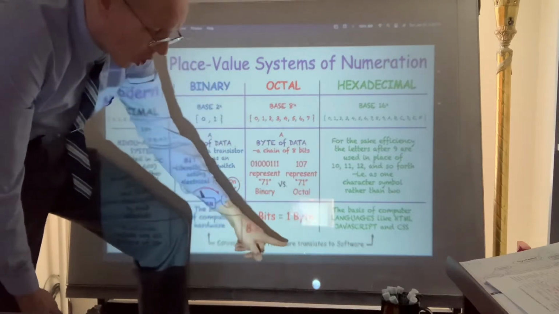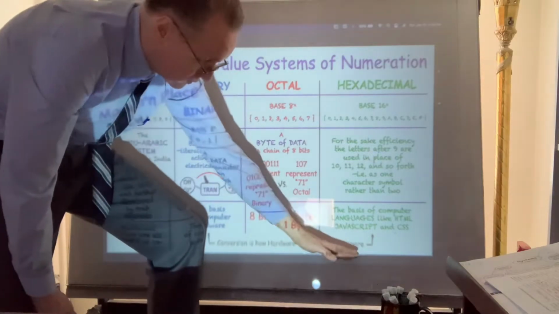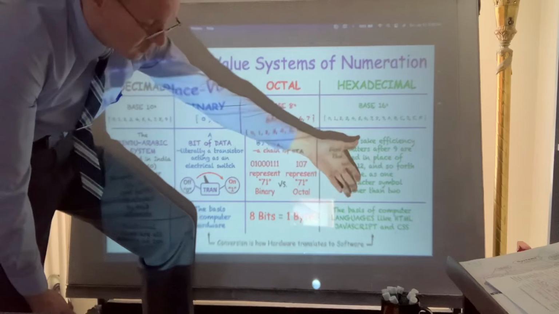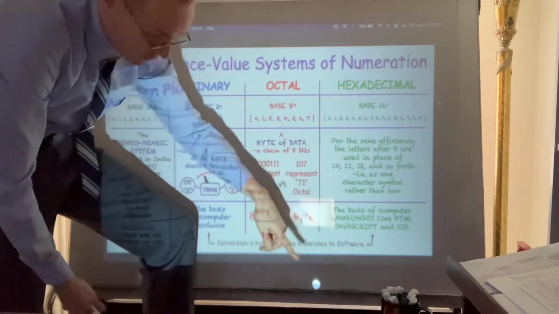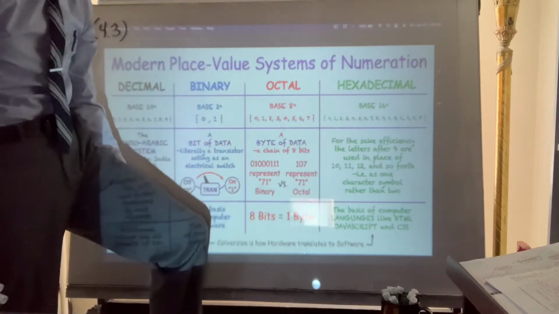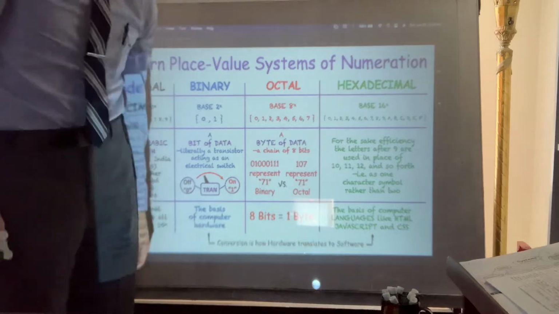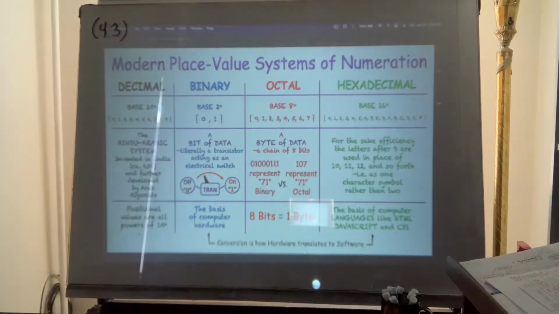Conversion is how hardware translates to software, ultimately, in this process. Hexadecimal is essentially, just for an interesting fact, the basis of computer languages like HTML, JavaScript, and, say, CSS. Now, let's get into the weeds here.